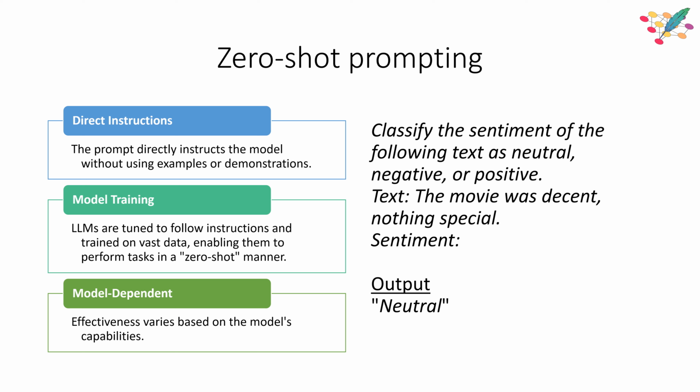For example, we can prompt the model to classify the sentiment of this text. The movie was decent, nothing special. The model responds with neutral. To further improve performance, we can use instruction tuning to fine-tune models to better align with human preferences, or apply reinforcement learning from human feedback, known as RLHF, where the model is iteratively trained based on human evaluations.